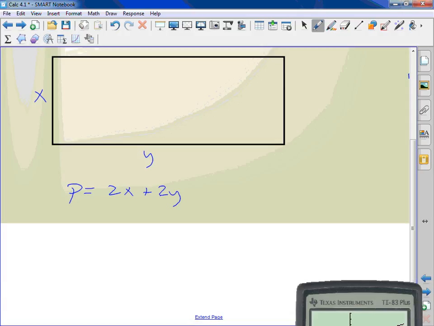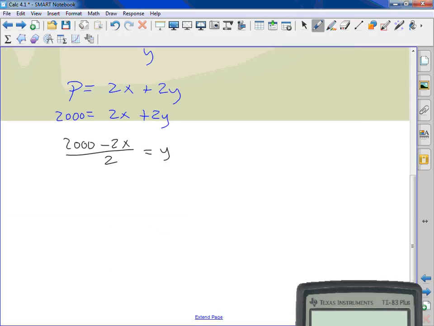What do we know in this problem? It's 2,000. We need to solve for one of the variables. Solve for y. First thing, subtract the 2x, and then divide everything by 2. So what's 2,000 divided by 2? 1,000 minus x is what y is.